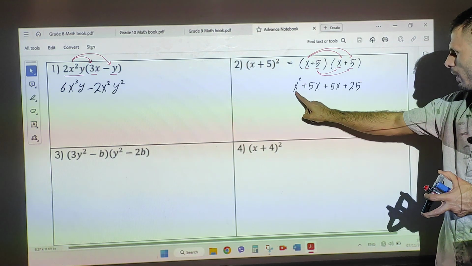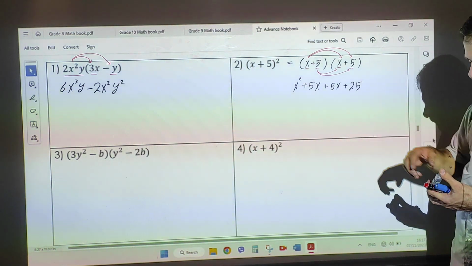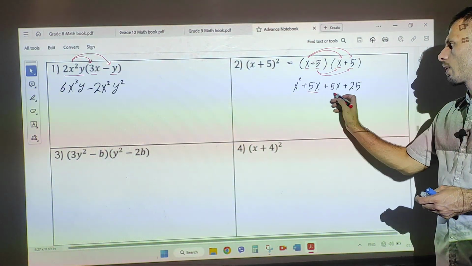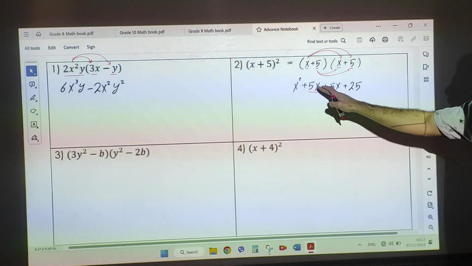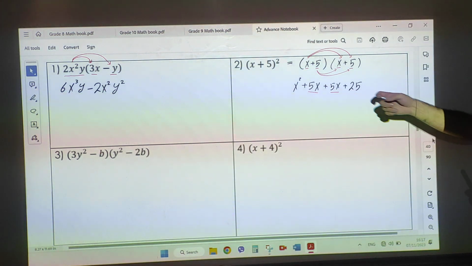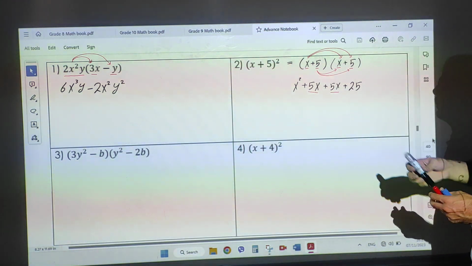Now you check, do you have like terms? X power 2, we just have that. We don't have anything else. In the x's, yes, we have x power 1, x power 1. If they are the same letter with the same power, it means they are like terms. You can add them together. You can add or subtract the numbers that you have. For the numbers, we just have 25, which is a constant number, the number alone. It means only these two we can do.